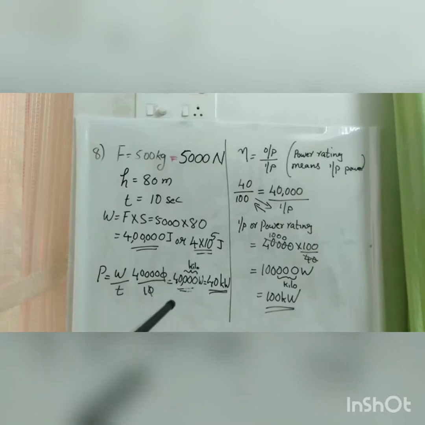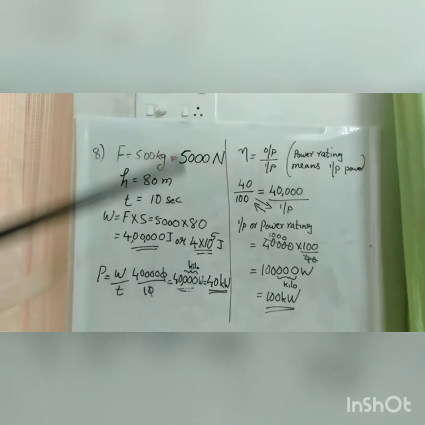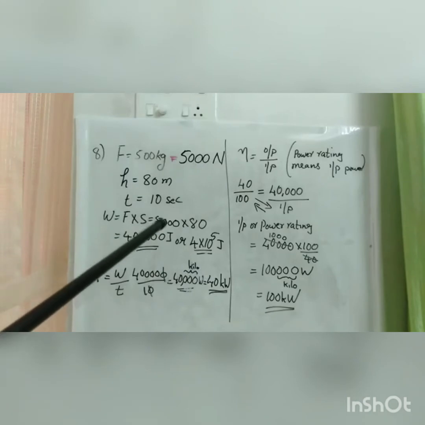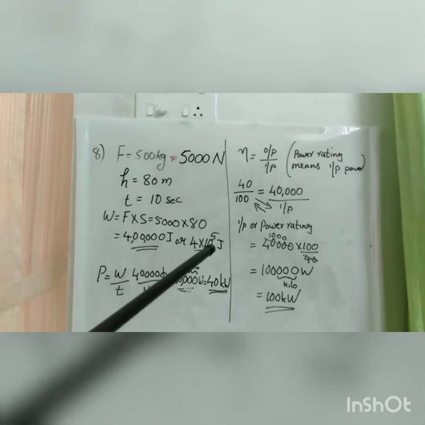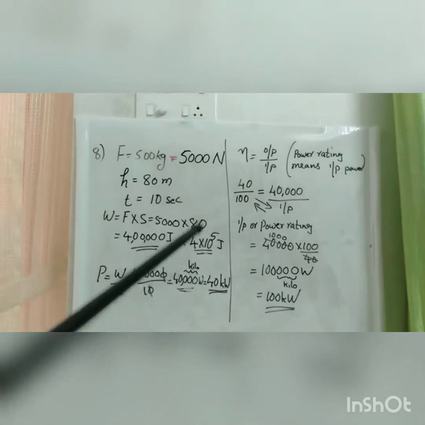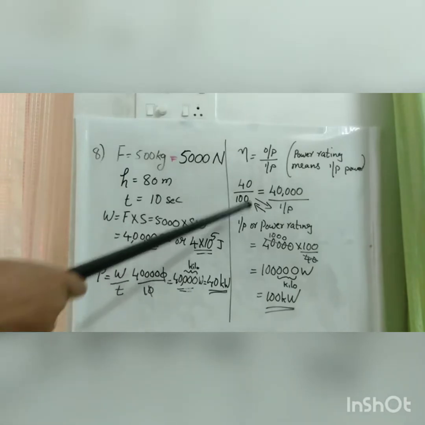Okay, now the third question is something different. The power rating: calculate the power rating of the pump if its efficiency is 40%. So efficiency of the pump is only 40%. That means the rest of the 60% is wasted as a degraded form of energy. Out of 100%, the pump is only working with an efficiency of 40%.